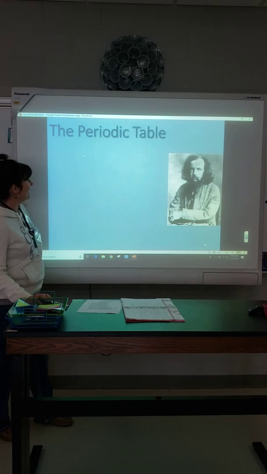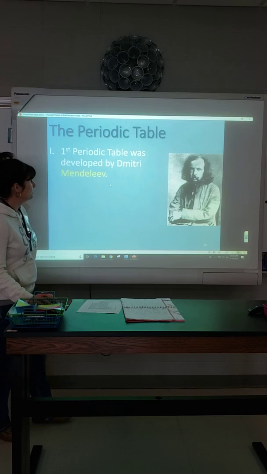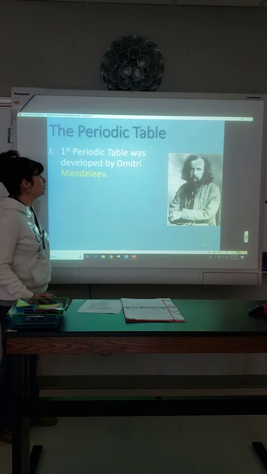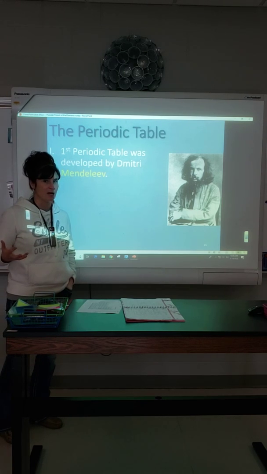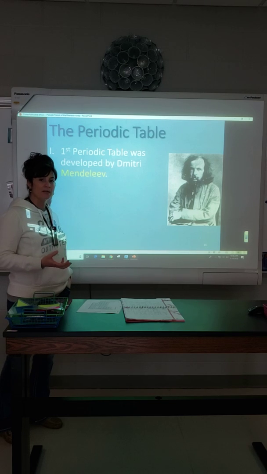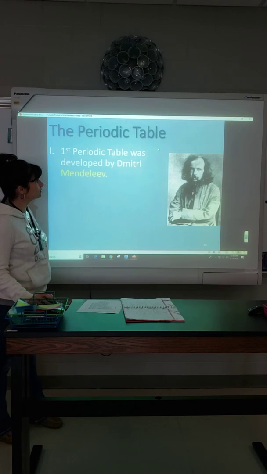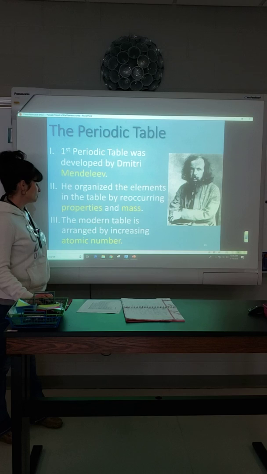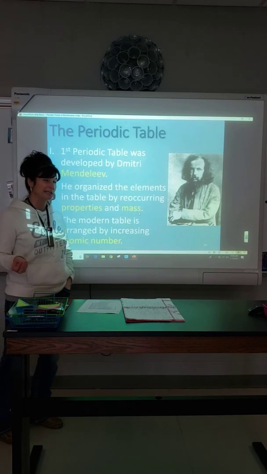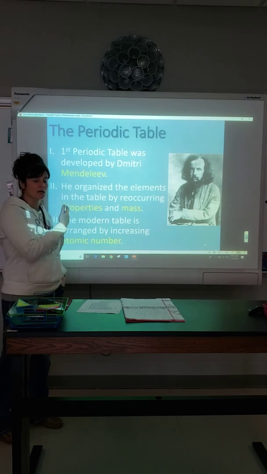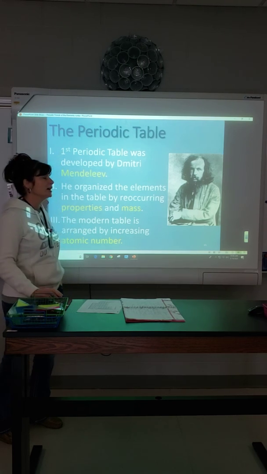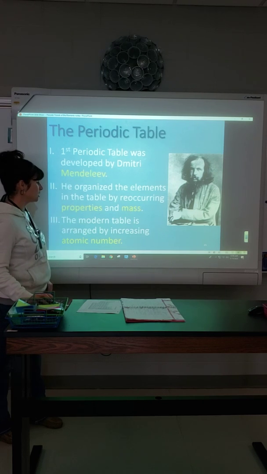Okay, so here we have Dmitri Mendeleev. He was the first one to start arranging things in the periodic table. It's like we need to have a system. It can't just be chaos with no rhyme or reason to how these elements are put down on this chart. So he organized them by reoccurring properties and mass. The modern table is actually arranged just slightly differently, but he got the ball rolling. We realized we need to have an organized process for this. And so we just tweaked what he started, and now we go by atomic number.